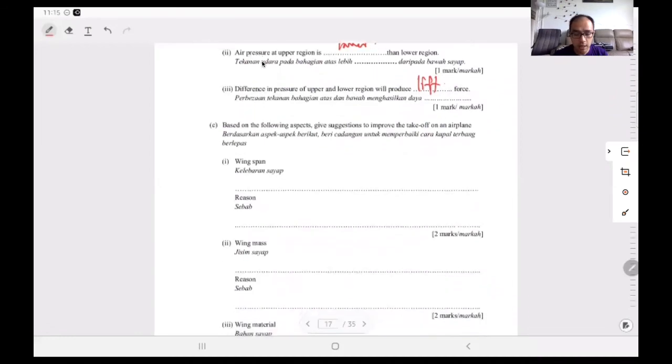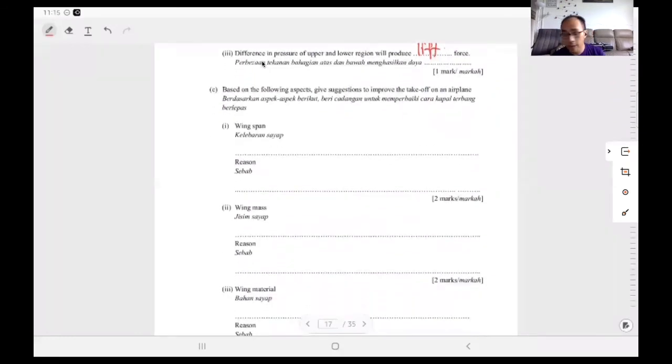Okay, suggestions to improve the takeoff of an airplane. The wingspan should be bigger. Kelebaran sayap, you need to make the wings bigger, so as to increase the difference in pressure, or to increase the lifting force. Up to you.